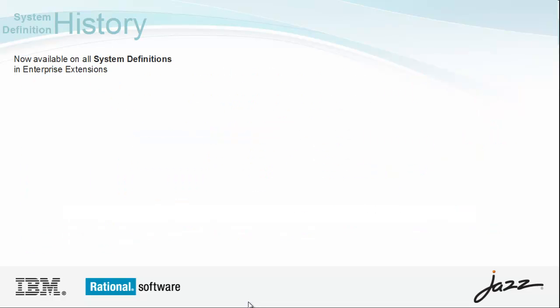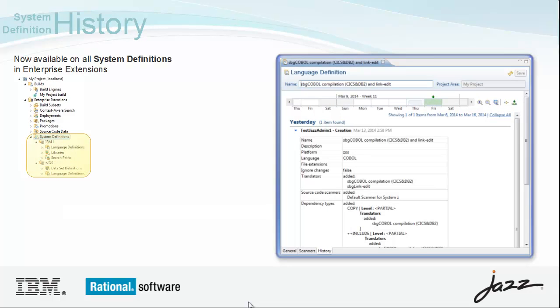The first thing we're introducing should be familiar to anyone who's used the History tab on RTC work items. We've added a History tab to all of the system definitions used in Enterprise Extensions. Since these system definitions are used to configure your dependency builds on IBM i and z/OS, we recognize the importance of providing this historical perspective.